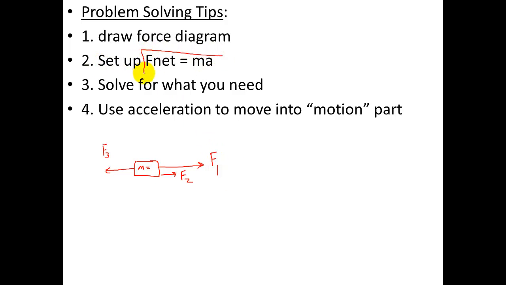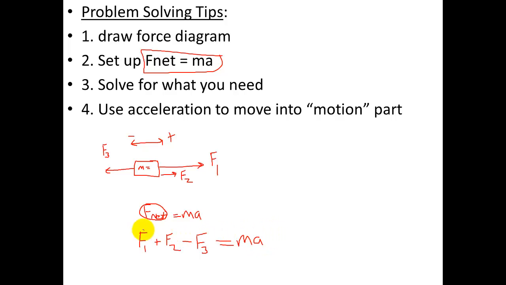Now we set up our Fnet equals ma equation. So this is always true. If you've drawn all the forces on the force diagram, you can start by writing Fnet equals ma. And now in place of Fnet, you can actually fill in all the forces. So if we choose to the right as positive and to the left as negative, which is a pretty good convention, then the net force is F1 positive plus F2 positive. These are both positive because they're pointing toward the right or the positive direction. And then minus F3, or plus a negative because F3 is in the negative direction, equals ma.